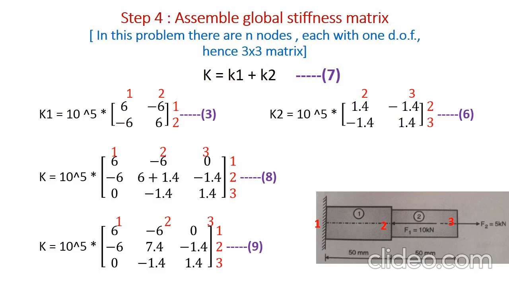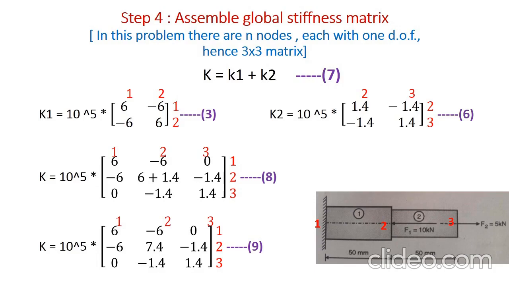First node, second node, third node. So likewise, first of all, in a red color we will write 1 2 3 in a horizontal line as well as 1 2 3 in a vertical line. Observe equation number 8. In equation number 8, first we will put node position horizontally 1 2 3, vertically 1 2 3.